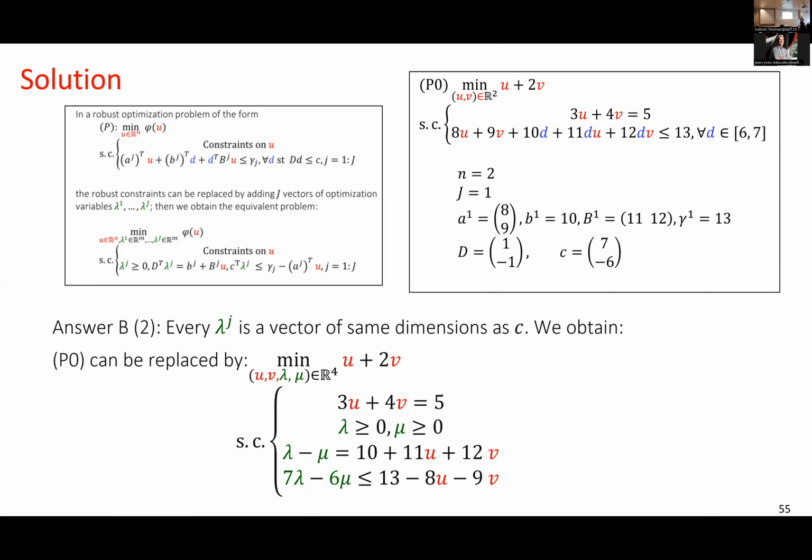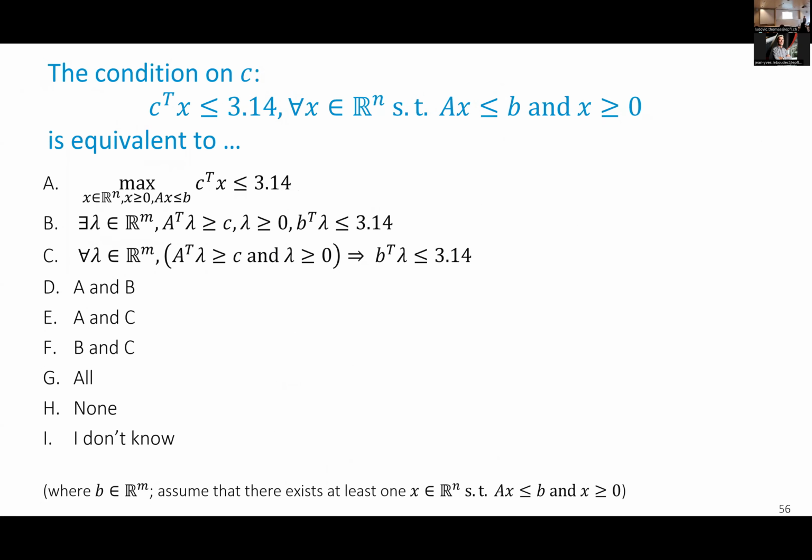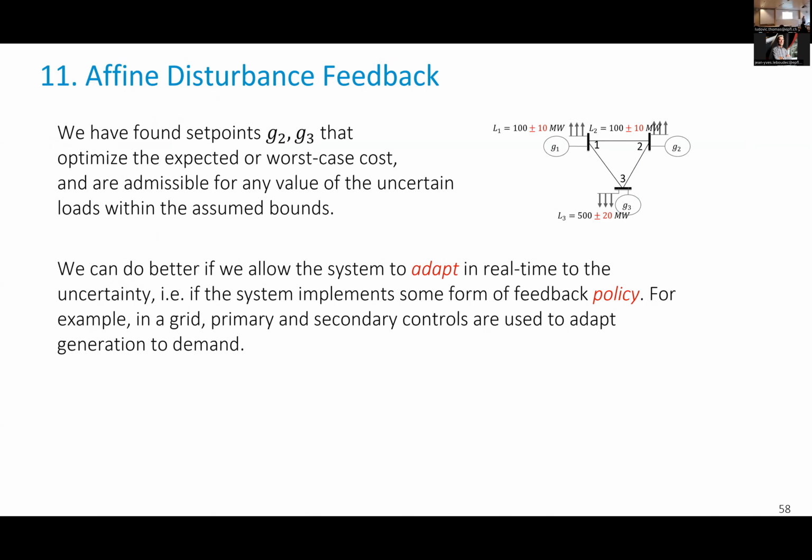So as I said, it's true only if strong duality holds, which holds only if the set of disturbance is not empty. That's the condition. Let me skip this one perhaps and move to the real reason why we want to do this.